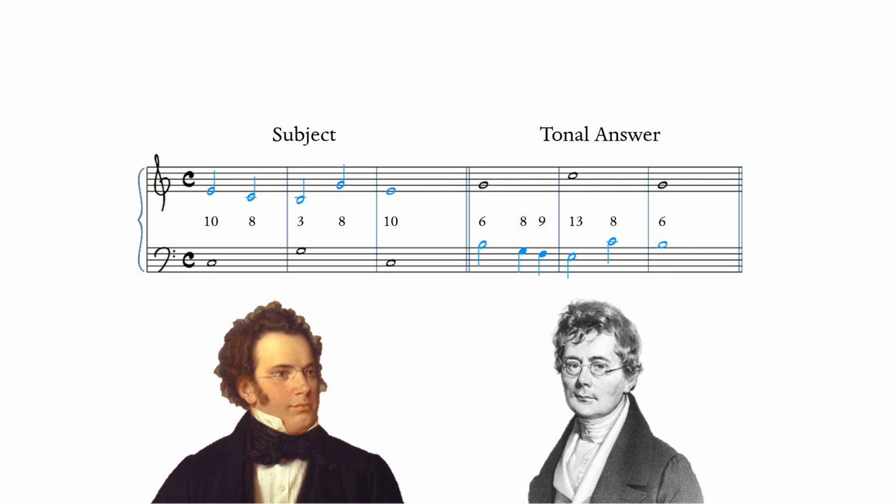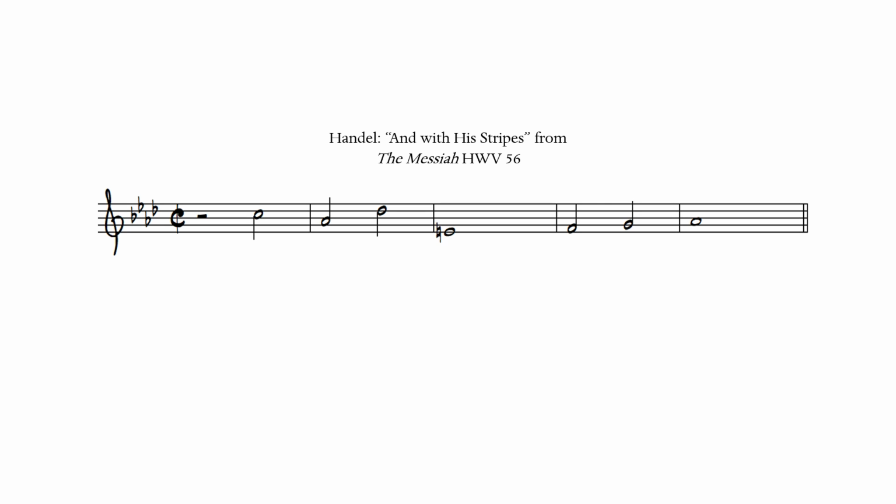For the last part of the video, I want to analyze a fugue written with an invertible countersubject at the octave from real repertoire. Here is the fugue subject for "And with his stripes we are healed" from Handel's Messiah, not to be confused with Whip It by Devo. And here is Handel's countersubject.